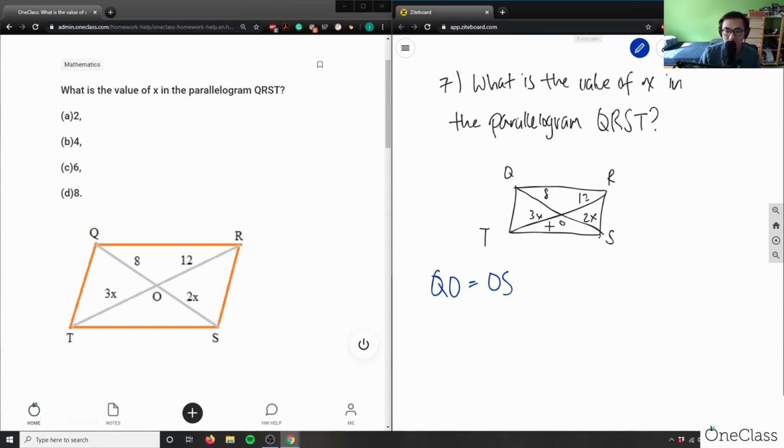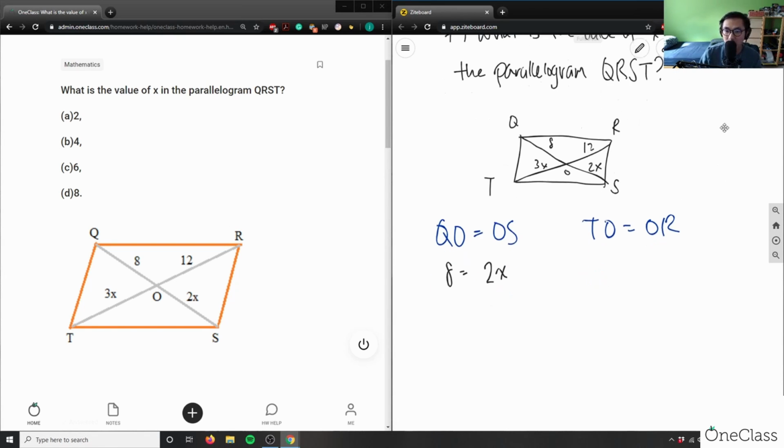And I know that T to O has to equal O to R, right? Now I can simply plug in my algebraic expressions. Q to O here has a length of 8, and O to S has a value of 2x. And then I can solve this algebraic equation: 2x equals 8. I can simply divide both sides by 2, and I get x equals 4.